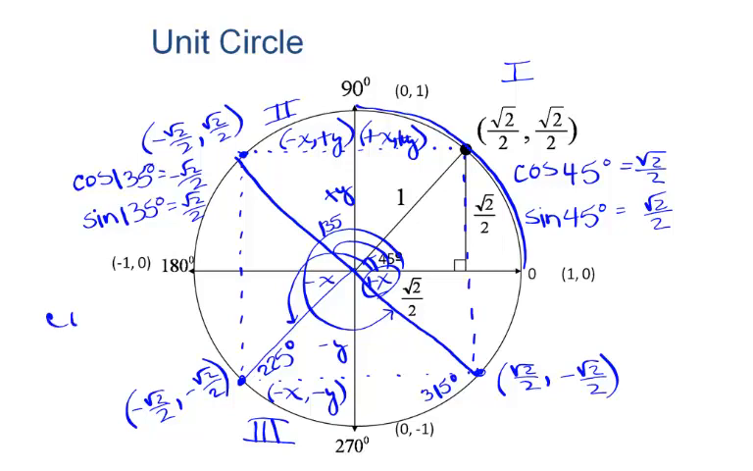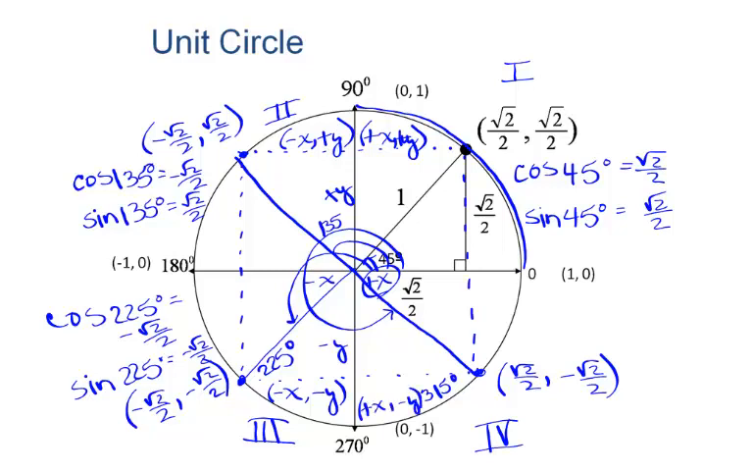That's why we know the cosine of 225 degrees is negative root 2 over 2, and the sine of 225 degrees is also negative root 2 over 2. Here in quadrant 4, all x values are positive, but all y values are negative. So we know the cosine of 315 degrees is positive root 2 over 2, and the sine of 315 degrees is negative root 2 over 2.